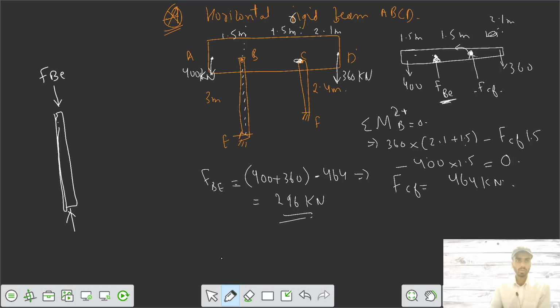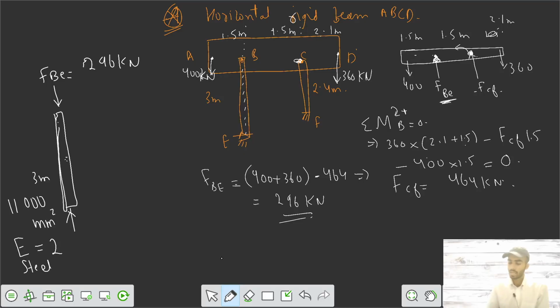FBE equals 296 kilonewton. Length was 3 meter. The cross-section area of BE is 11000 mm square, and E is 200 gigapascal. Both are bars of steel, and the modulus of elasticity is 200 gigapascal.